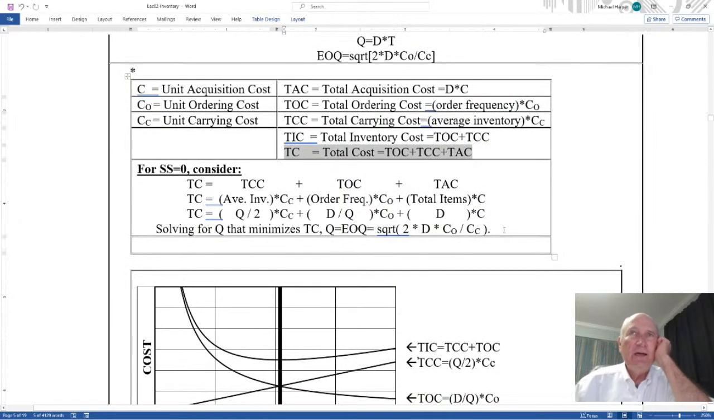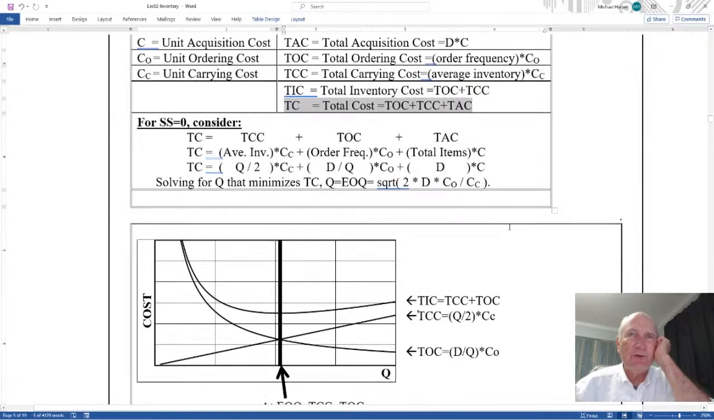Okay. Here comes the concept of EOQ. Let's assume the safety stock is 0 for a second. Okay, it's 0. Now let's take this equation. My total cost is my carrying cost plus my ordering cost plus my acquisition cost, all three of those. Well, my carrying cost up here, notice it's my average inventory times my unit carrying cost. I'm bringing this down. My ordering cost is order frequency times my unit ordering cost. I'm bringing this down. Okay, and then my acquisition cost, my total items, which is my turnover, times my unit cost. So my average inventory with a safety stock of 0 is Q over 2. That's my average inventory.